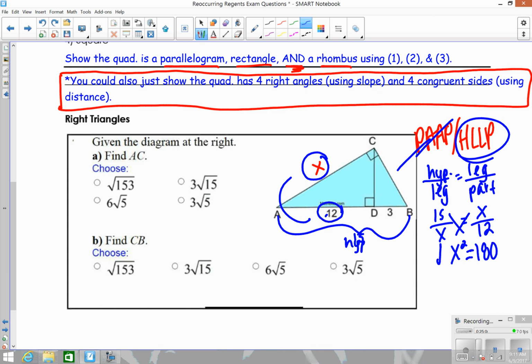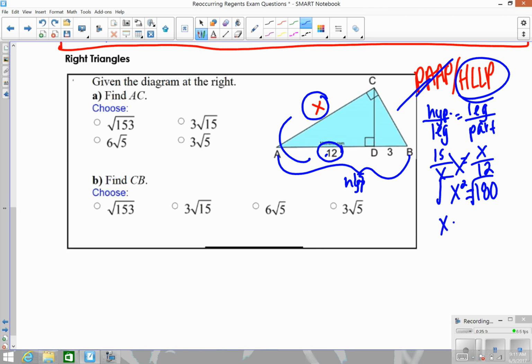Cross multiply that. So you end up with 180. And then we square root both sides. So we're going to have to break this down. So it's going to be x equals, so break 180 down. So 36 is the biggest perfect square that goes into 180. And then 5 is what's left over. So 36 times 5 gives me 180. So then this becomes 6 square root of 5.